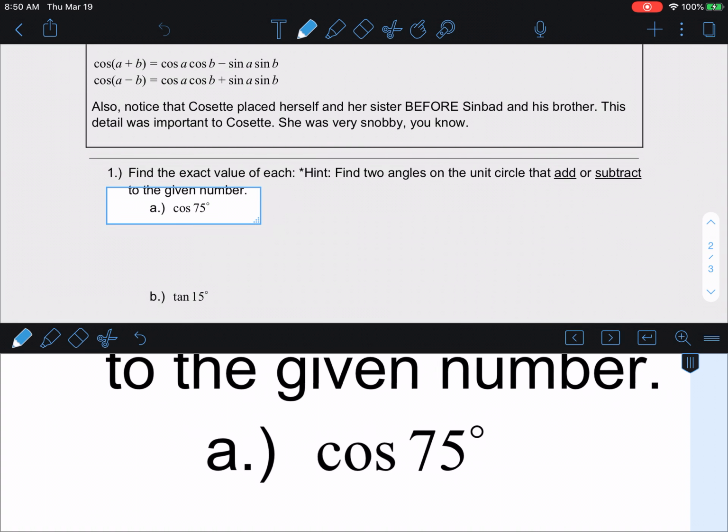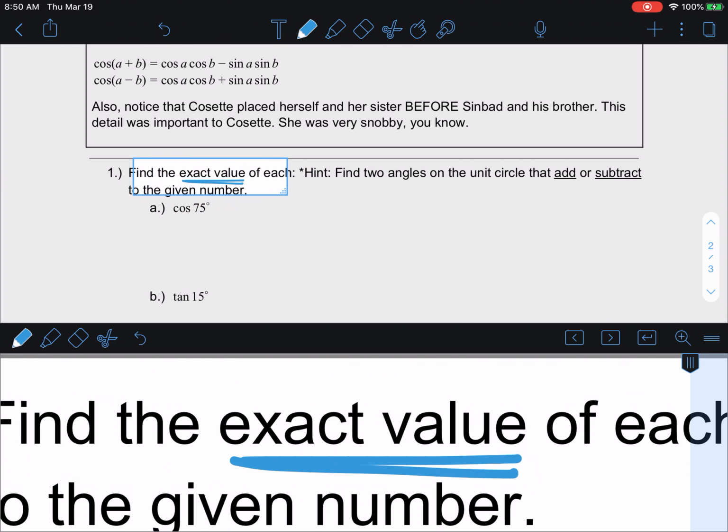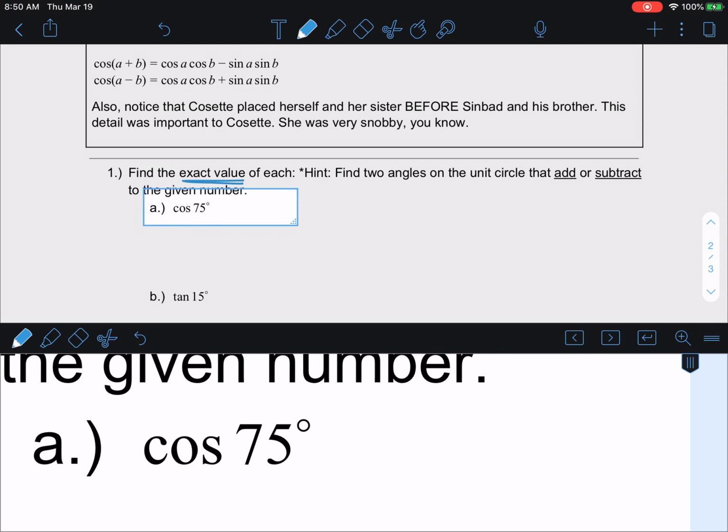Now the problem with 75 degrees is 75 degrees is not on the unit circle, so you can't just find the exact value using the unit circle. And remember, we want exact value, which means you can't just type this into your calculator and see what the decimal version is. We want the exact value. So this is where our identities come into play.